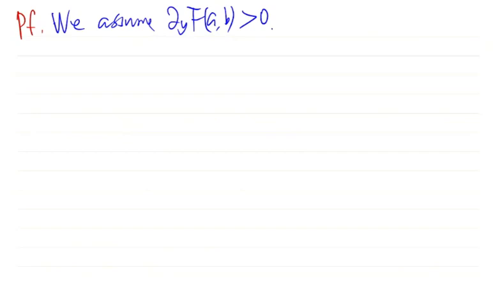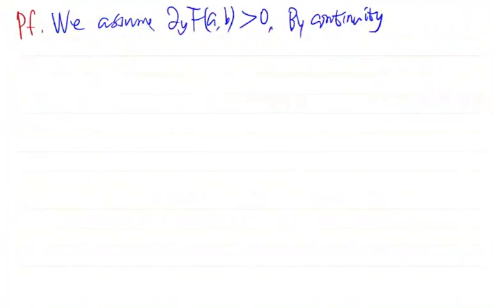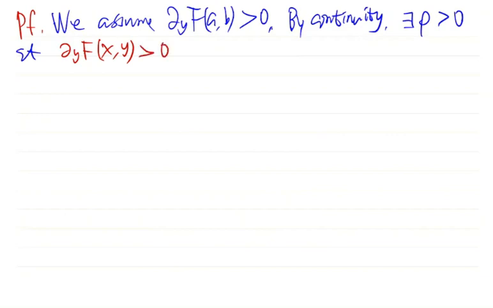Now, by continuity, because capital F is C1. This is the assumption. Why do we need it to be C1? We want the partial derivative to be continuous. So using the continuity, we can find a rho positive such that the partial derivative remains positive for (x, y) near (a, b), that is, in the closed rectangle [a minus rho, a plus rho] by [b minus rho, b plus rho].